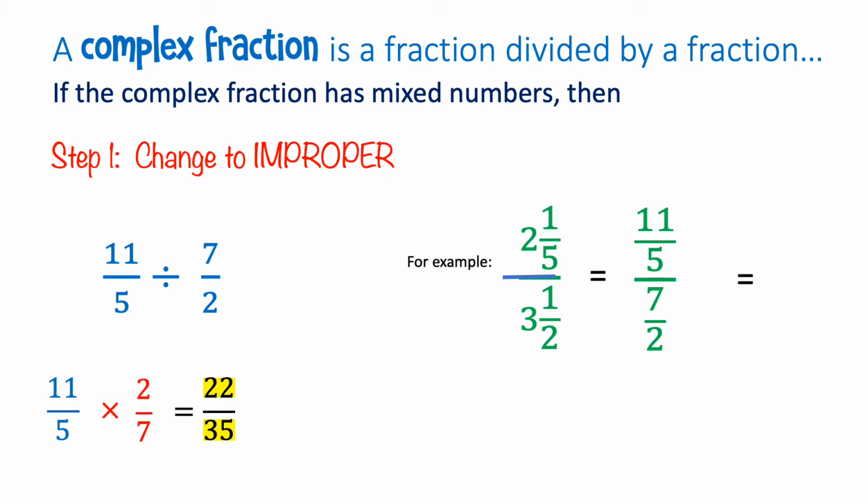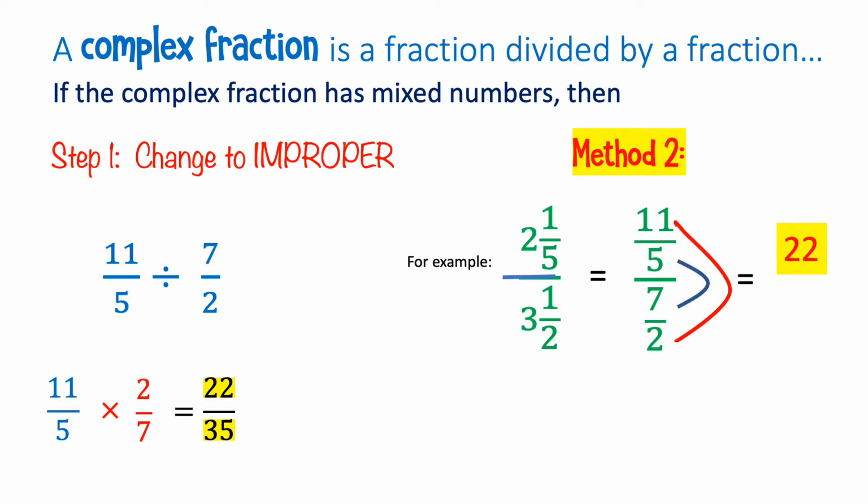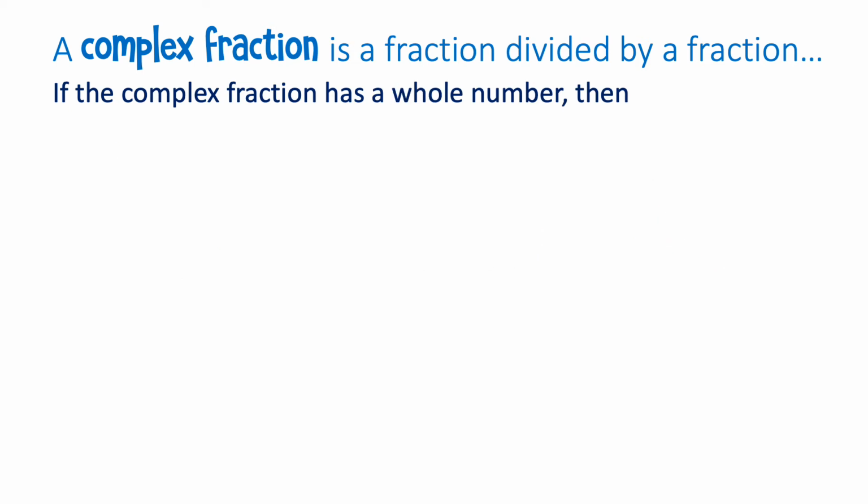This cannot be reduced. So we can do the same thing on this other side using method 2. 11 times 2 gives us a numerator of 22. And 5 times 7 gives us a denominator of 35. Each of these again has the same answer.